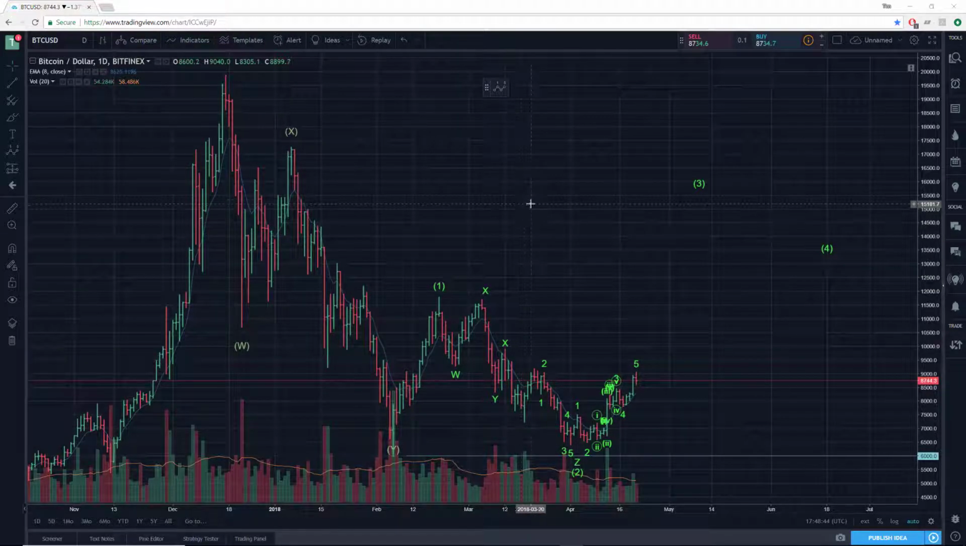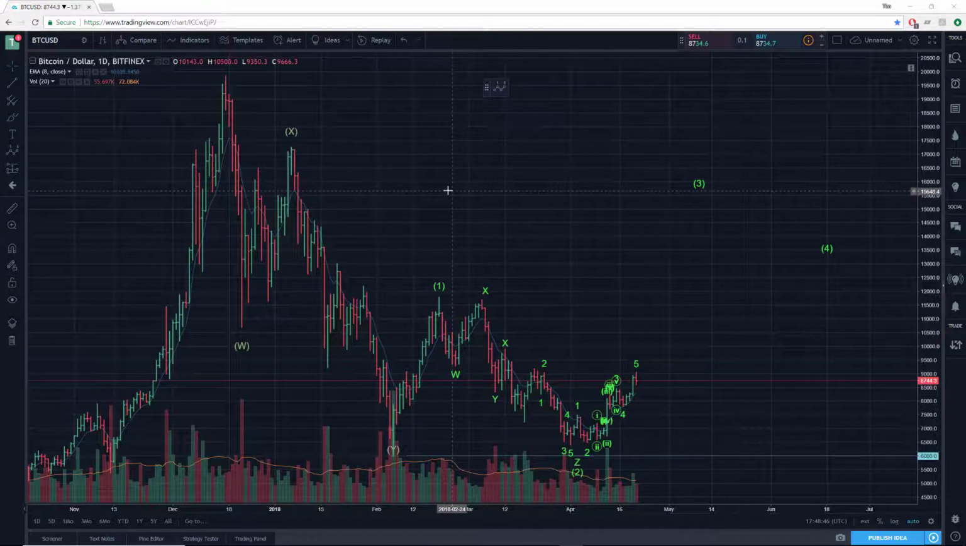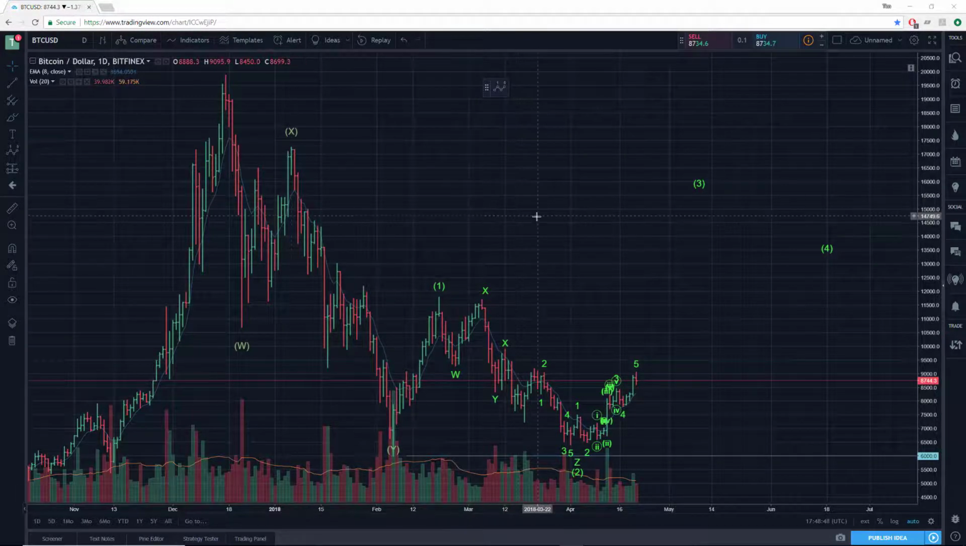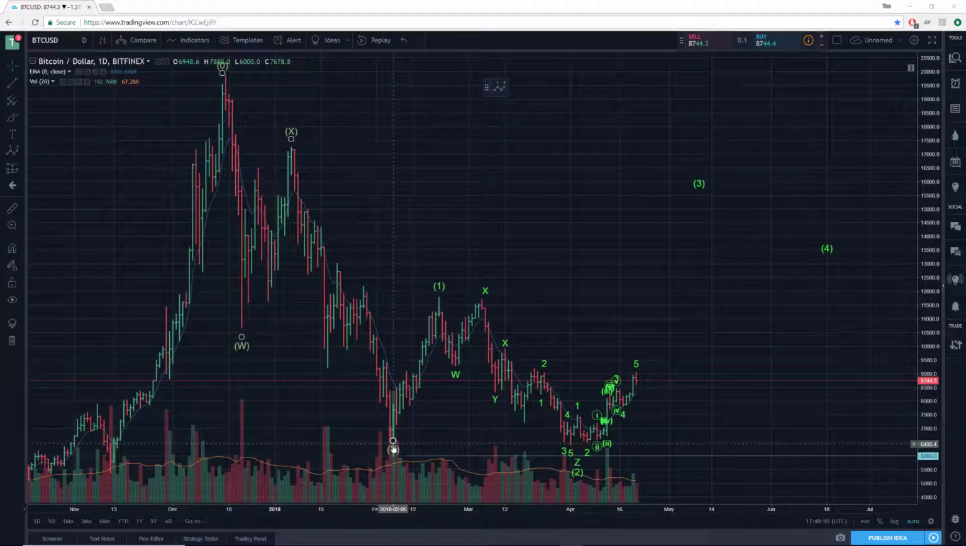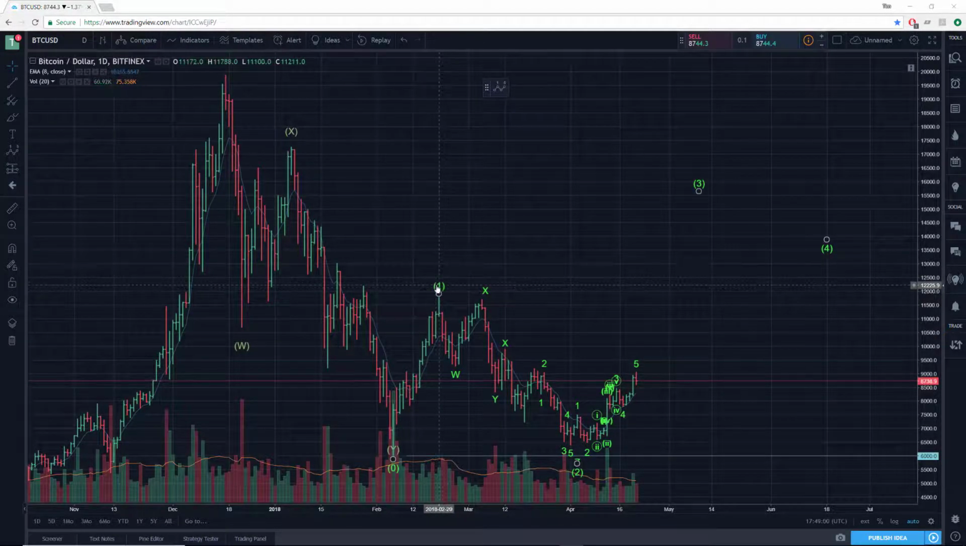So just on the daily chart here, I'll do a brief overview of where we're at. Nothing's changed as of yet on the daily. You can still easily make the case for WXY from our all-time highs to the 6,000 bottom, and then still have a five-wave sequence up for wave 1.